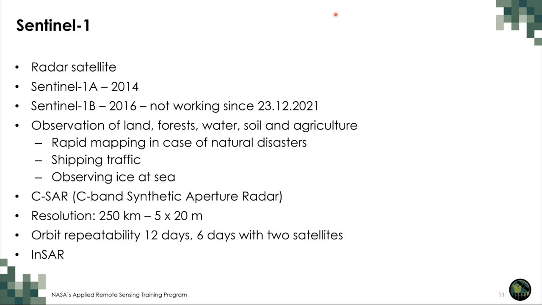And it is observing the Earth in a 250-kilometer swath with a resolution of 5 by 20 meters, which can be resampled, for example, to about 12 and a half meters. It is observing the Earth every 12 days. This is true for each of the satellites. And in the case when we had two satellites, this revisit time was 6 days. Sentinel-1 is also very important because of interferometric radar, because this enables us to observe the surface motion and also the vegetation if we are taking into account the coherence.